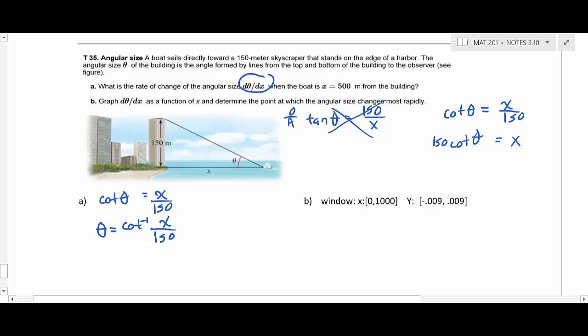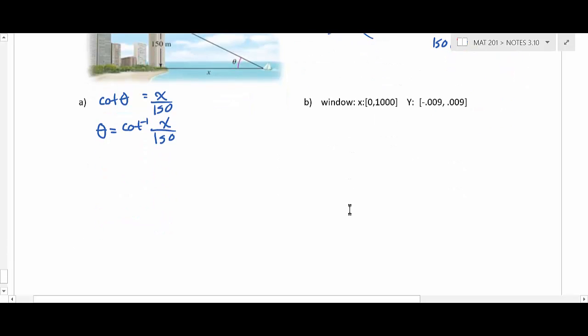What we're doing in this section is talking about derivatives of inverse trig functions, so it's an application of that. If you take the inverse cotangent of x over 150, then you get the angle. Now we're just going to differentiate, so we have to do this implicitly. The directions say that you want to find d theta over dx. So we're going to take d dx of both sides. I'll write that out, and that'll give us what we're looking for, and then we'll look at this graphically to try to make sense of it.